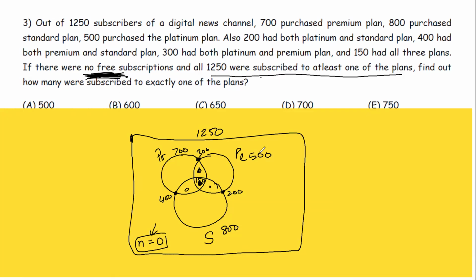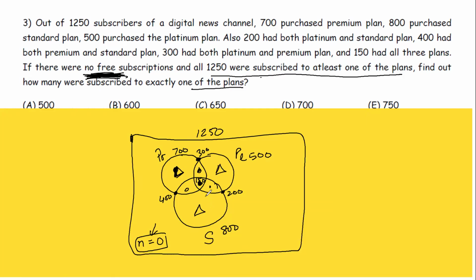So now if there were no free subscriptions and all 1250 were subscribed to at least one of the plans, find out how many were subscribed to exactly one of the plans. So now exactly one of the plans means only one thing, that is only premium, that is only this. So I'll put it in a triangle. So only this triangle means only premium, only platinum, only standard. So that's what they want.